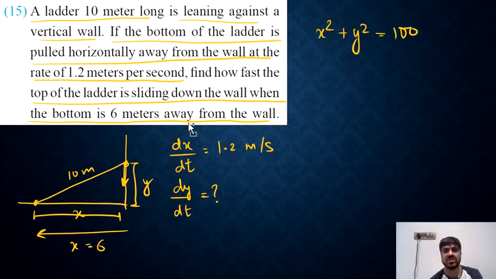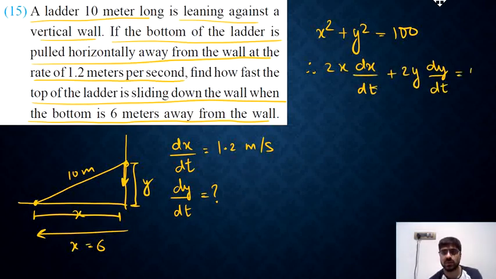x square plus y square will be 100, and then you take a derivative, so you have 2x plus 2y dy by dx, or you take a derivative with respect to time and you have 2x dx by dt, plus 2y dy by dt equal to 0. You can take a 2 common, and when you take it on the left hand side, that 2 gets cancelled, leaving you with x dx by dt plus y dy by dt equal to 0.